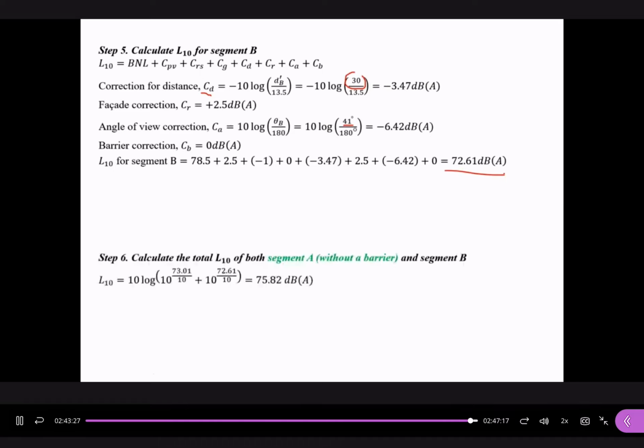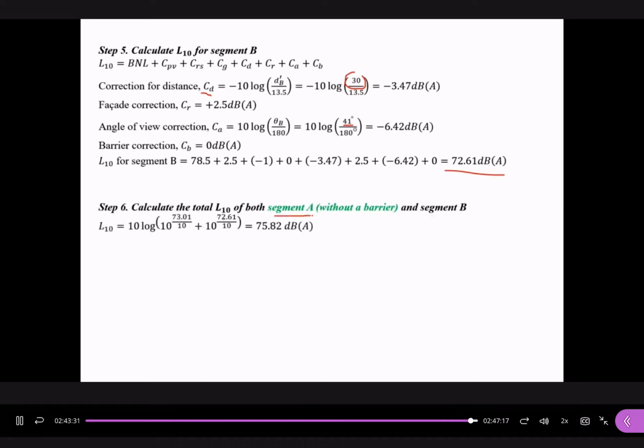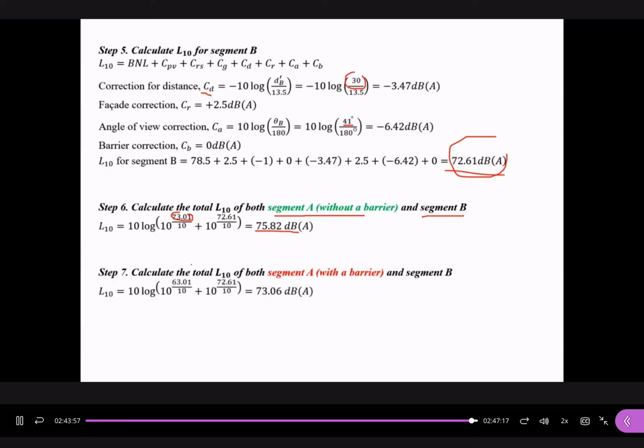How to calculate this one? First, we calculate the total L10 level of A and B. The first case is without a barrier. Without a barrier, 7A contributes 73.01 dBA, and 7B contributes 72.61 dBA. So we just make use of this equation. We got the total level of 75.82 dBA. How about the second case? For the second case, 7A with a barrier, the level becomes 63.01, so the total level becomes 73.06 dBA.